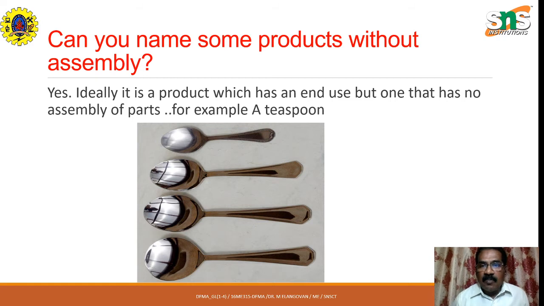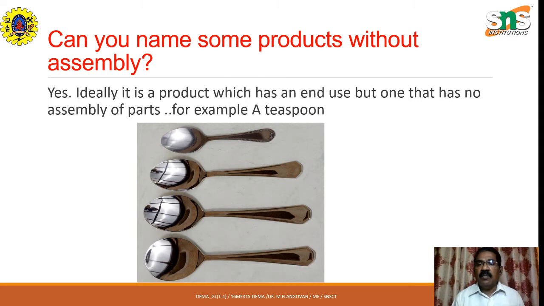Can you make some of the products without an assembly? Yes. Ideally, it is a product which has an end use, but one that has no assembly of parts. For example, a tablespoon or a teaspoon. It has a purpose, it has an end use, but there is no assembly here. So do not mistake that all products are made up of multiple parts. There could be a product which has a single part also.